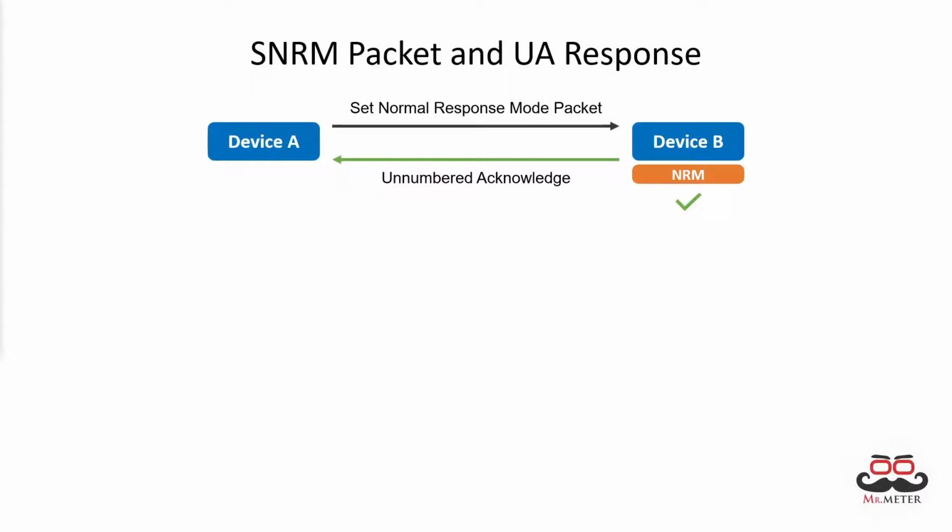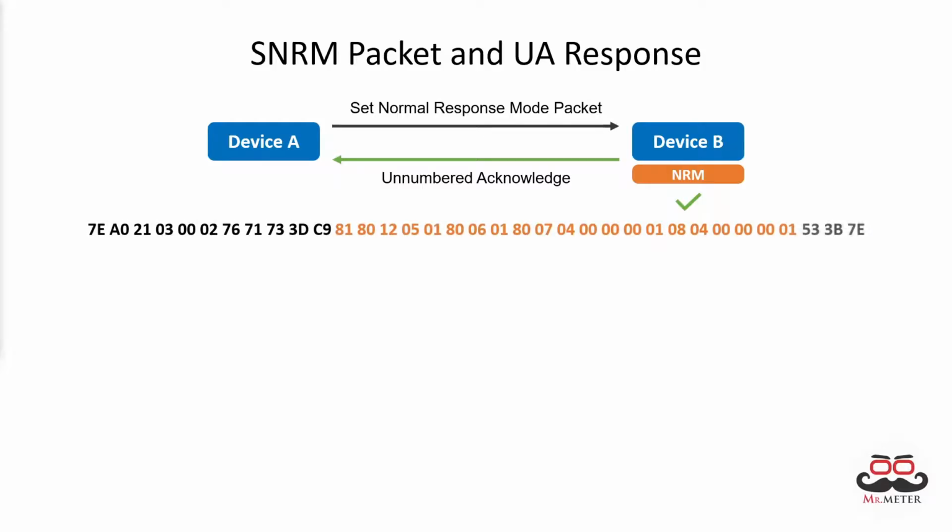After device B receives the SNRM packet, if the packet is valid, it replies with an unnumbered acknowledgement or UA frame. The packet is longer than the SNRM because it contains the communication characteristics and the receiver capabilities. This packet is the reply from the electricity meter to which the SNRM frame was sent, and here we go deep into the packet details.